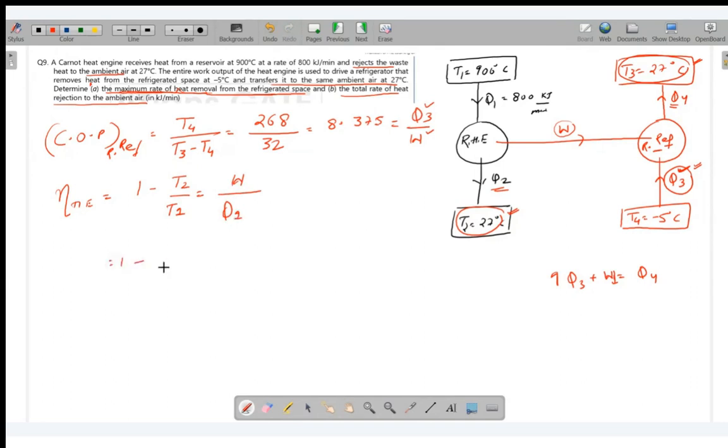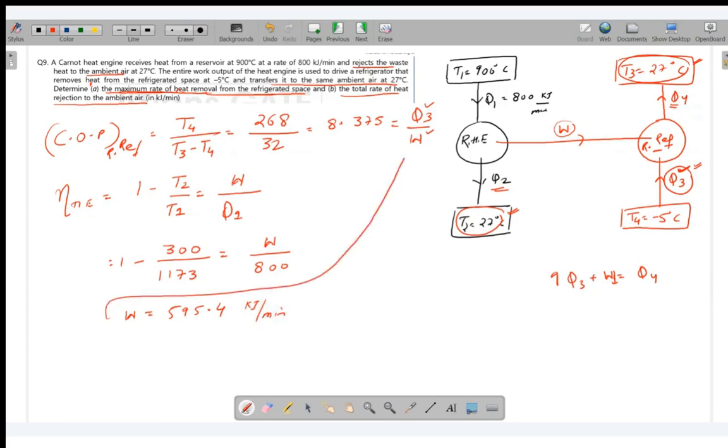So it is 1 minus T2 is how much? 27 means 300. And 900 means 1173 is equals to W upon Q1. W upon Q1 is 800. Okay. So W is equals to how much? 300 divided by 1173, 1 minus answer into 800. 595, yes, Sujana, that is correct. 595.4, okay? Kilojoule per minute. This is my work.